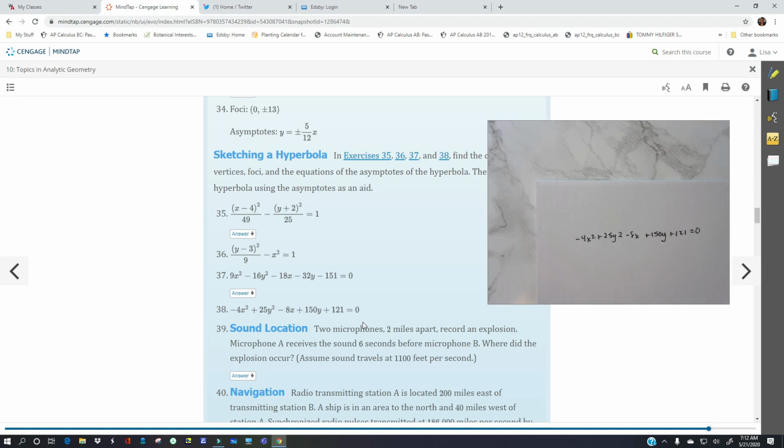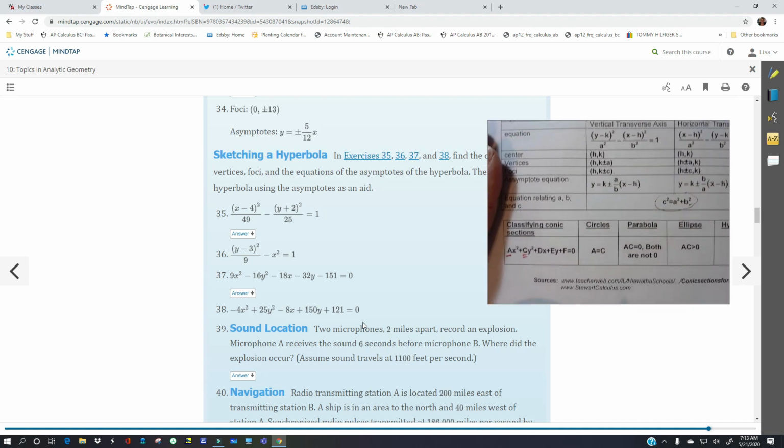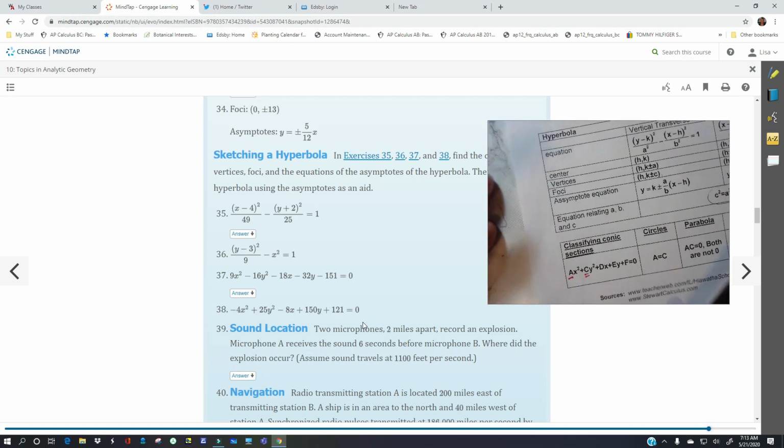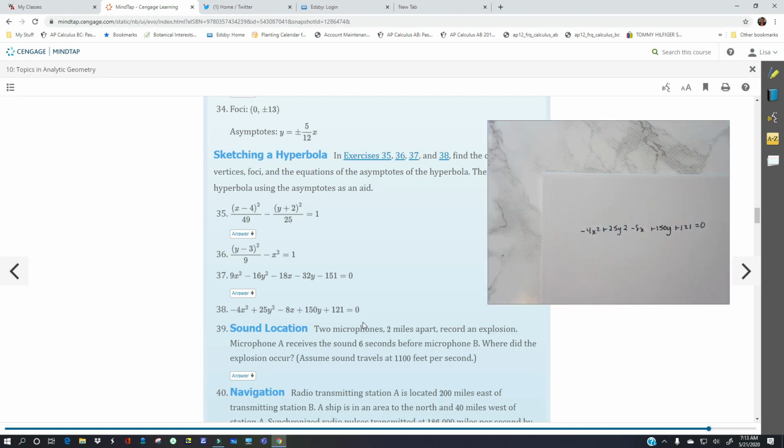In fact, if I multiply a times c, so negative 4 times 25 is negative 100, and if it's less than 0, I know it's a hyperbola. So guess what? I don't have to go through all the work if I just have to describe what it is. All I have to use are these formulae. Now if I'm asked to write the standard form, then I got to do the work, okay?